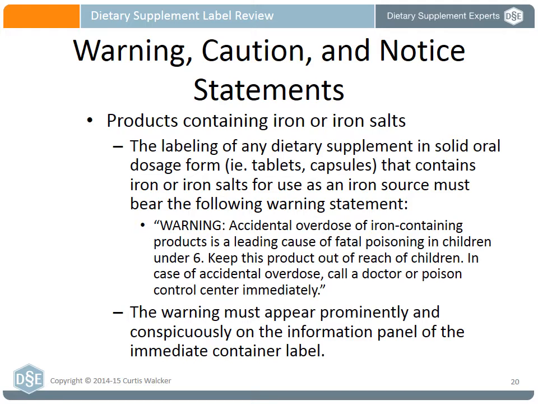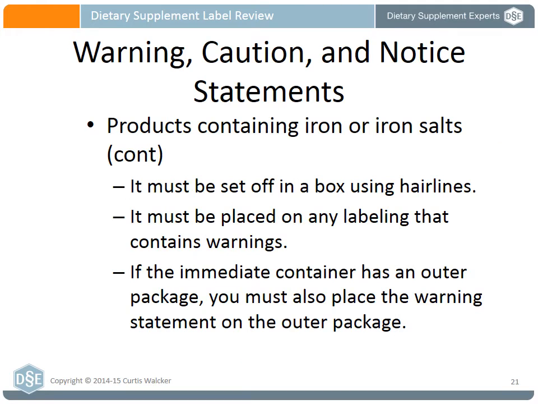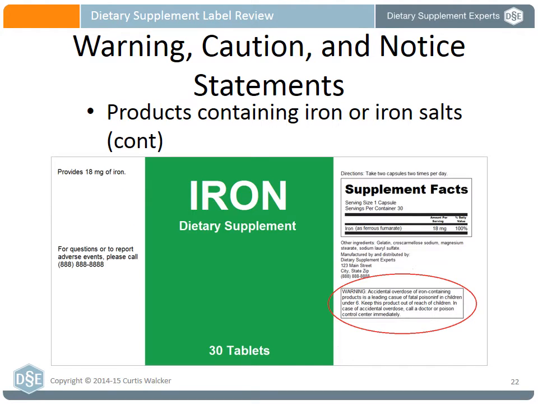This warning must appear prominently and conspicuously on the information panel of the immediate container label. Additionally, the warning must be set off in a box using hairlines. It must be placed on any labeling that contains warnings. If the immediate container has an outer package, you must also place the warning statement on the outer package. Here is an example of an iron warning statement on the information panel of an iron product label.